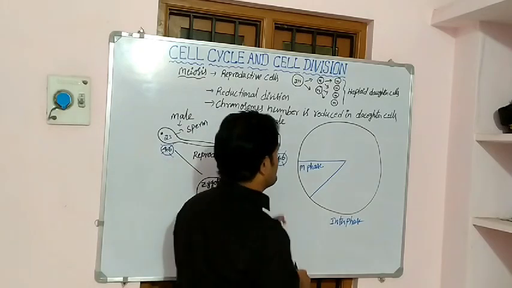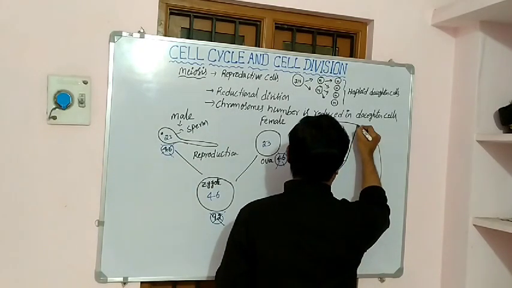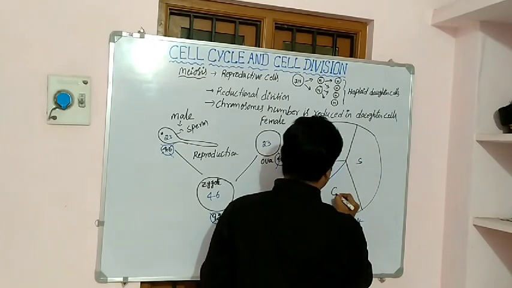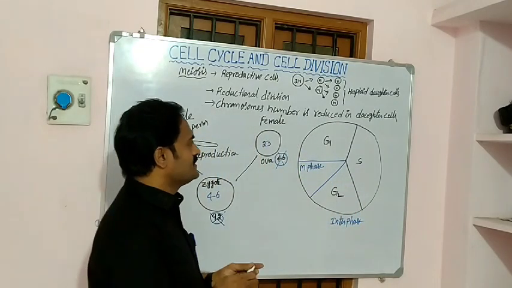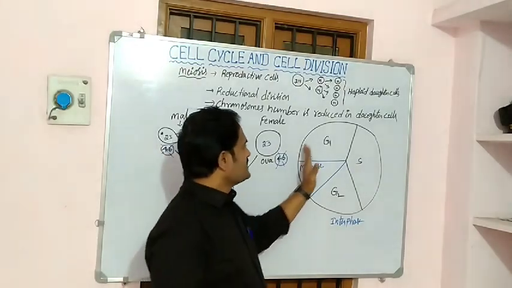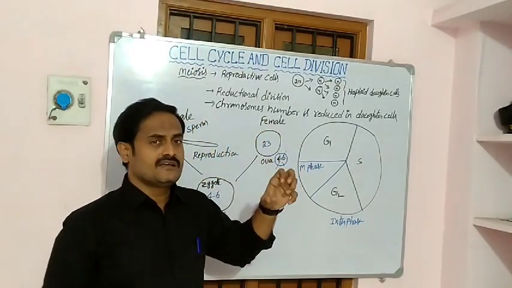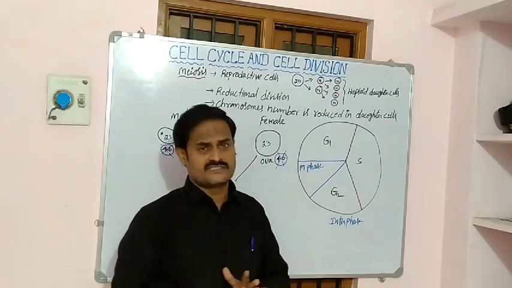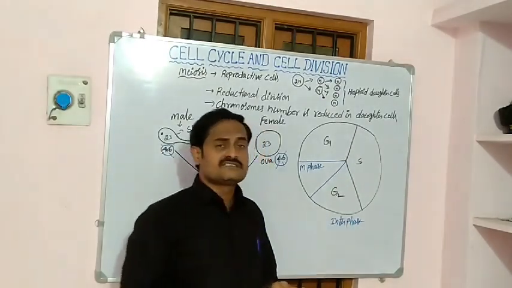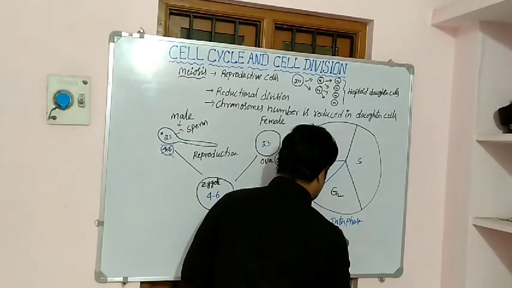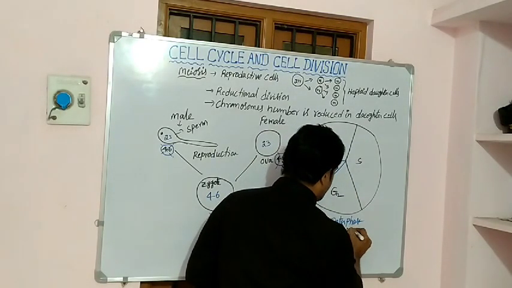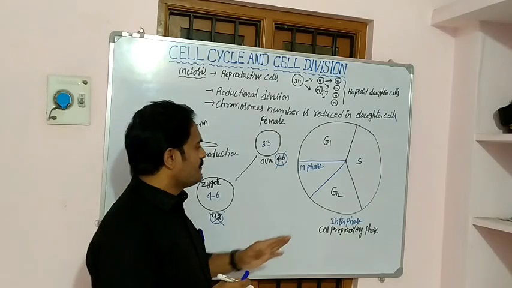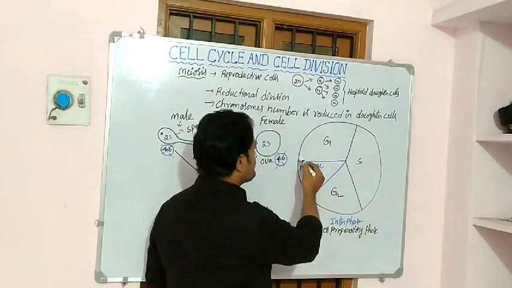Then the remaining part is also divided into different phases. This is G1 phase, this is called S phase, and this one is called G2 phase. Same as in mitosis, this is about interphase. When the cell is involved in meiosis, before that it reaches the interphase. That is very important. The interphase is a cell preparatory phase. Remember.